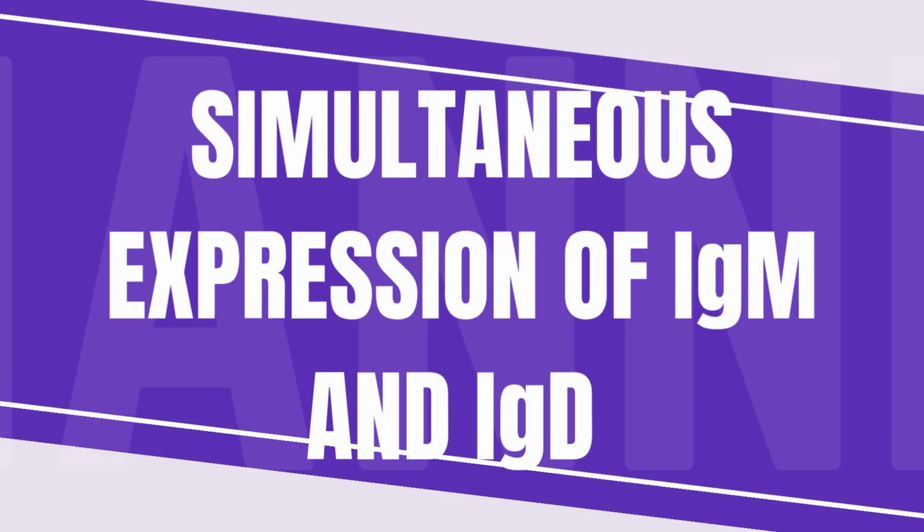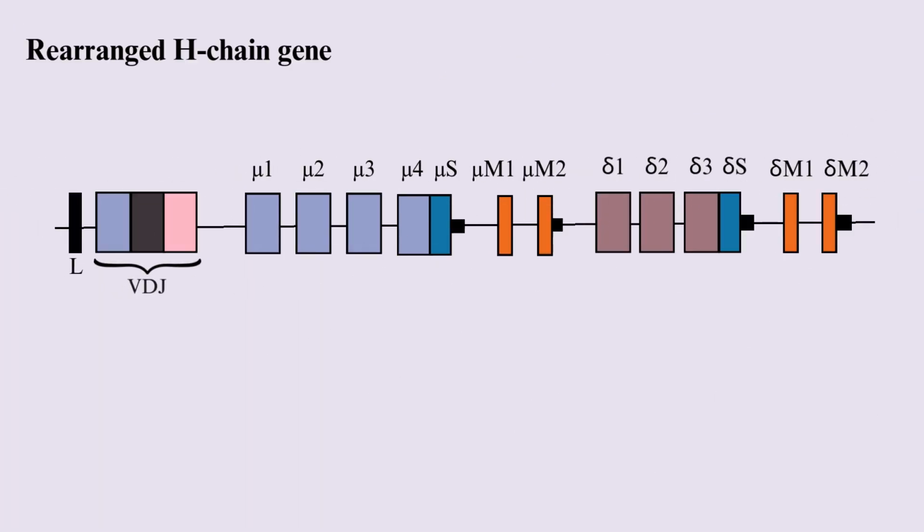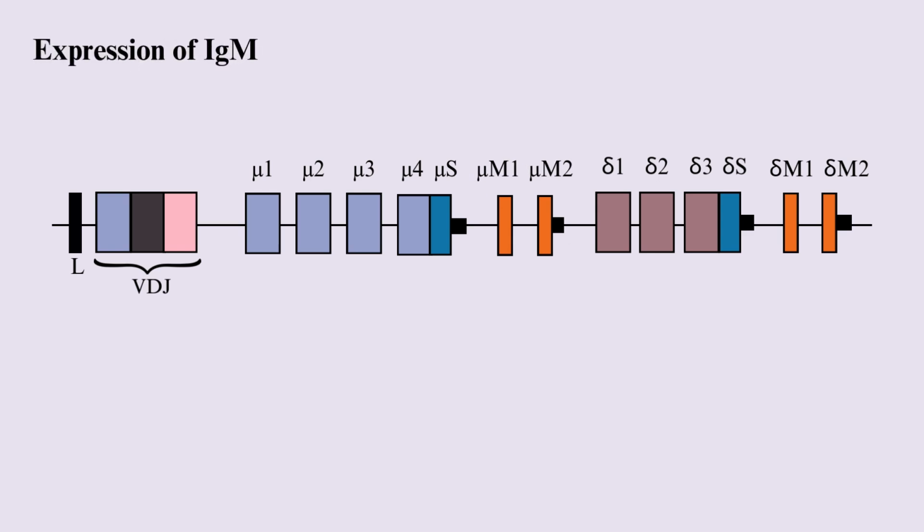Simultaneous expression of immunoglobulin M and immunoglobulin D. The rearranged heavy chain gene contains 2 polyadenylation sites in the C-mu segment and 2 in the C-delta segment. PA-mu-M2 is located at the 3' end of the C-mu-M2 exon and PA-delta-M2 is located at the 3' end of the C-delta-M2 exon. IgM is produced if polyadenylation occurs at PA-mu-M2.